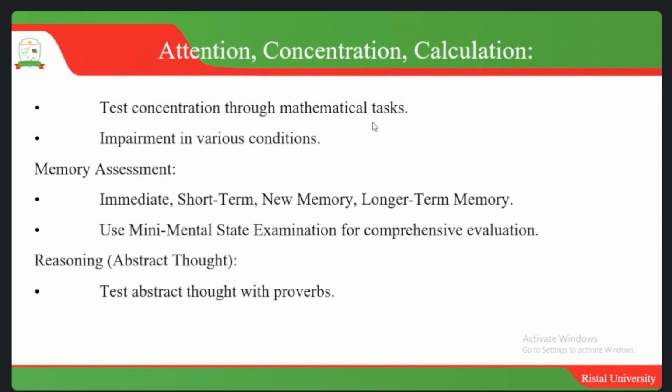Then impairment in various conditions. You can also assess different other impairments of this patient in relation to attention, concentration, and calculation. Then in memory assessment, you can assess the immediate, short-term, new memory, longer-term memories, and the patient to be able to tell you. The immediate is, you might have asked him, what is 1 plus 1? He tells you 2. Then as you repeat within a short time, what is 1 plus 1? Then he'll tell you, I don't know, or 4. Then there you just know this patient's immediate memory is poor.